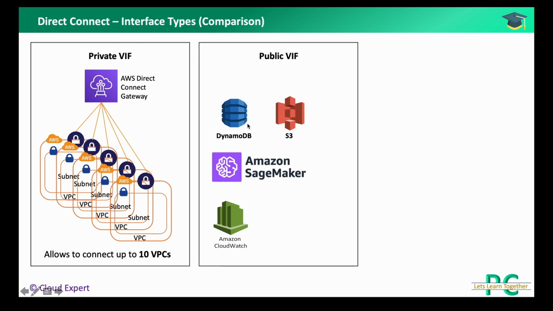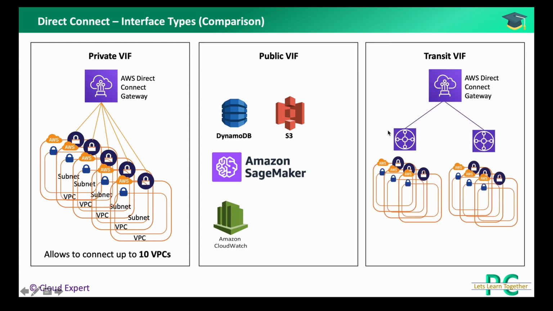Now let's move to public VIF. For a public VIF, you really don't need any Direct Connect gateway. You can use a public VIF to connect any services that are exposed via a public URL. And in this connection, you are using public IP addresses. For services like DynamoDB, S3, Amazon SageMaker, CloudWatch, if you want to access them from your on-prem data center using the Direct Connect tunnel, you have to create a public VIF.